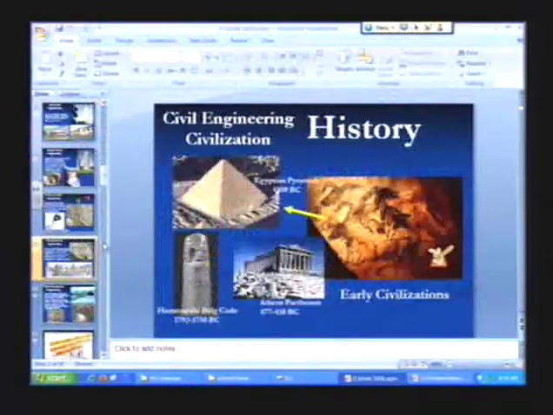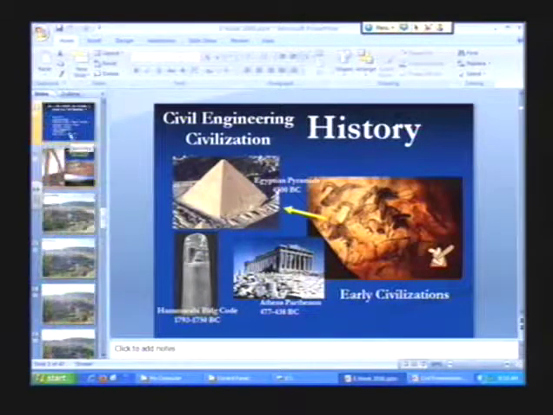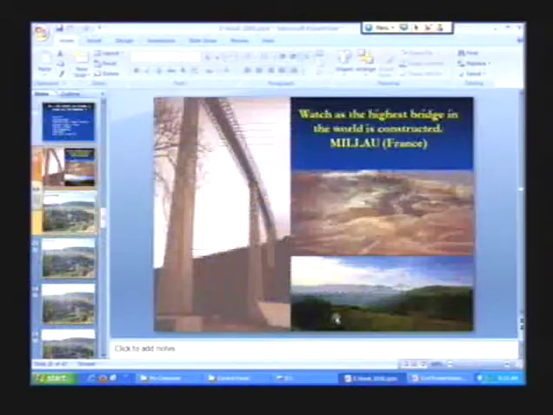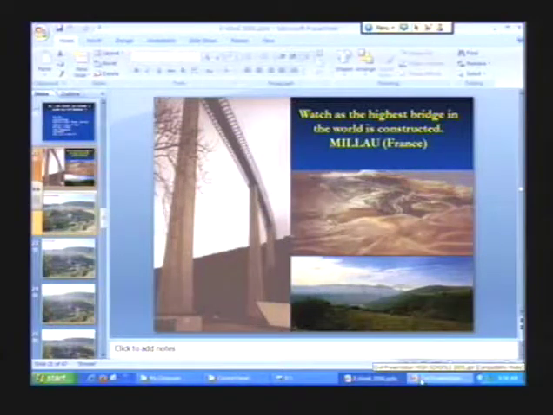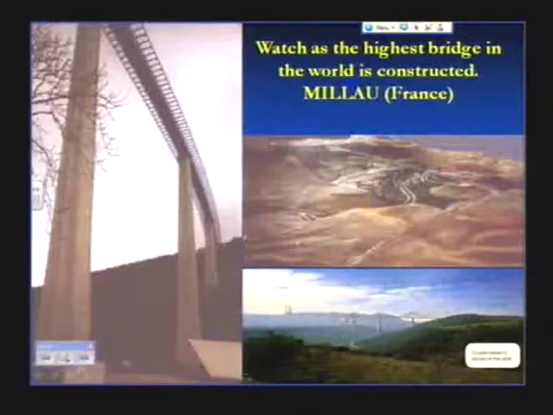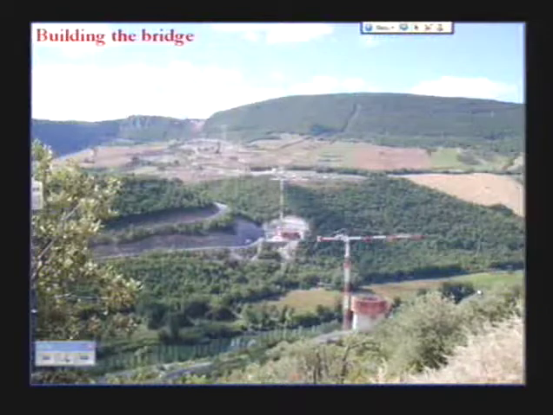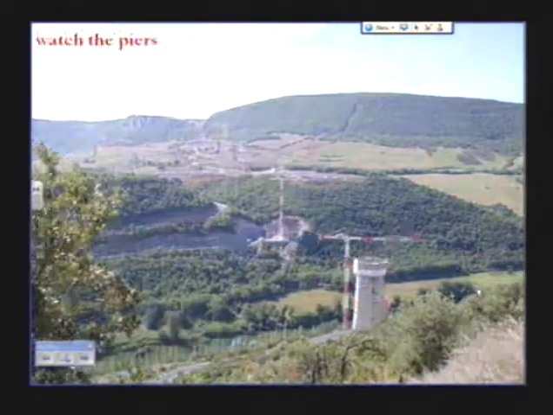Let me show you another bridge that was built recently over in France. Okay, this is the world's highest bridge in Millau, France. All right. So from this angle, you can see the bridge down here in the lower right-hand corner. And watch as this bridge is being built. Those are the piers that are being built out there.